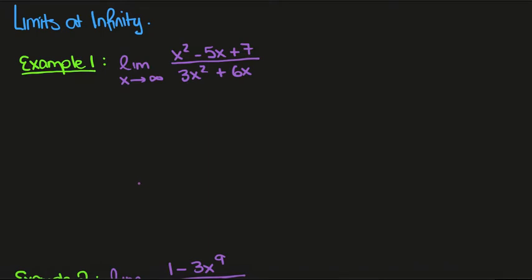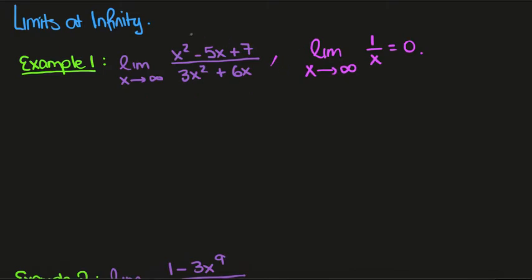So in this video, we want to look at examples of calculating limits at infinity. So let's look at this first one. The limit as x tends towards infinity of x squared minus 5x plus 7 divided by 3x squared plus 6x. So the main idea is to exploit the fact that the limit as x tends towards infinity of 1 over x is equal to 0. So how do we use this?